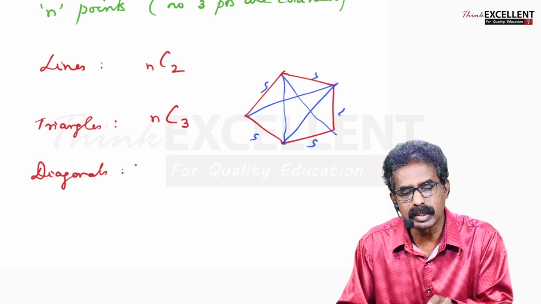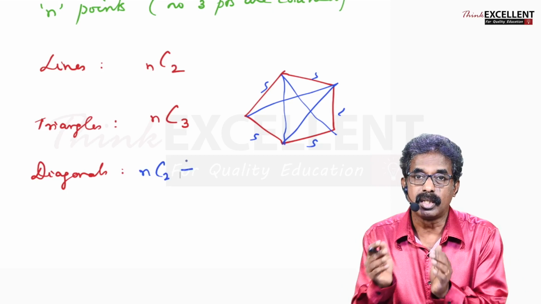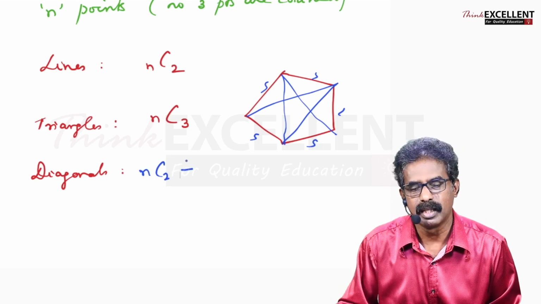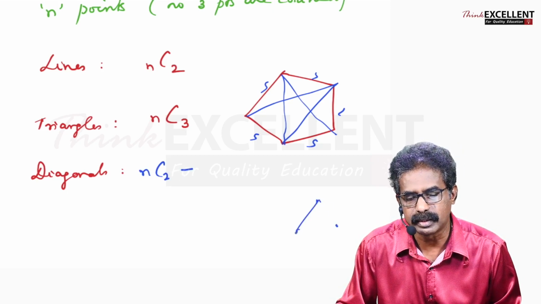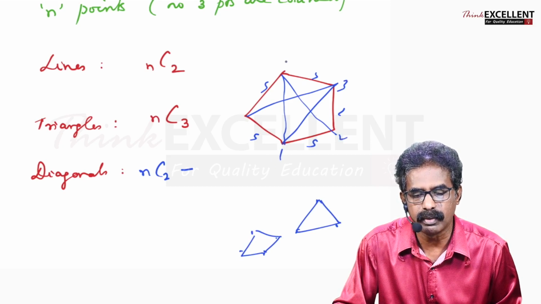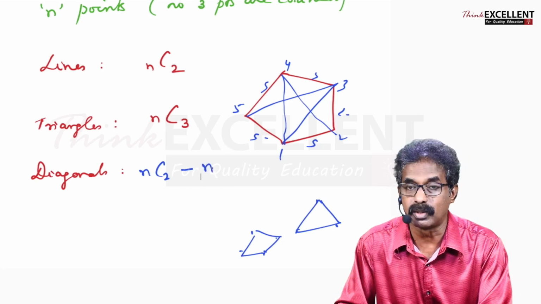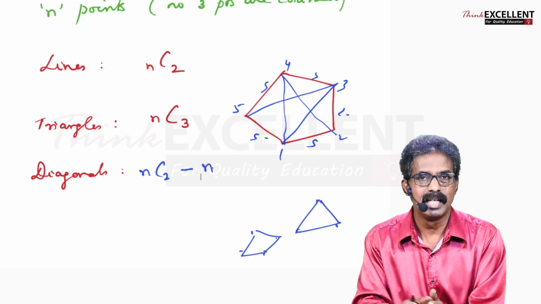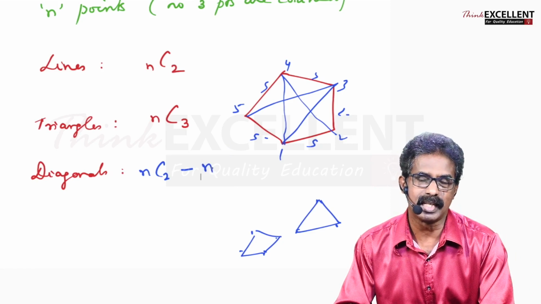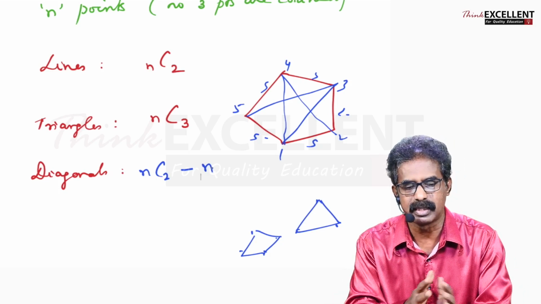So from the total number of lines, NC2 lines, you remove the sides. How many sides will be there? If there are 3 points, 3 sides. If there are 4 points, 4 sides. If there are 5 points, 5 sides, right? If there are n points, n sides will be there. So from the total number of lines, remove the number of sides, and you will get the diagonals, because all the lines except the sides are what? Diagonals. Okay, this is a very important one.